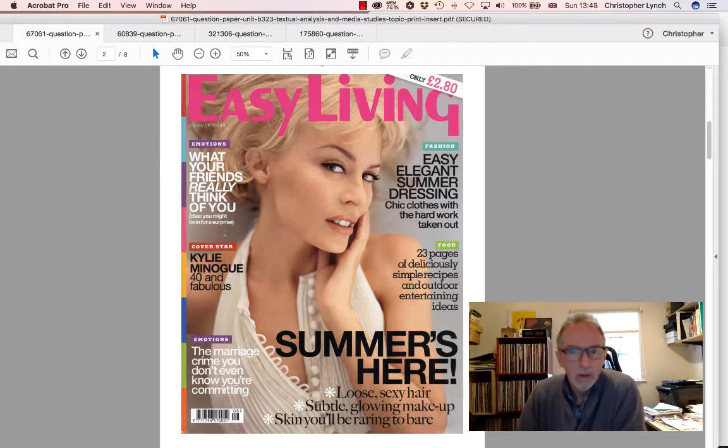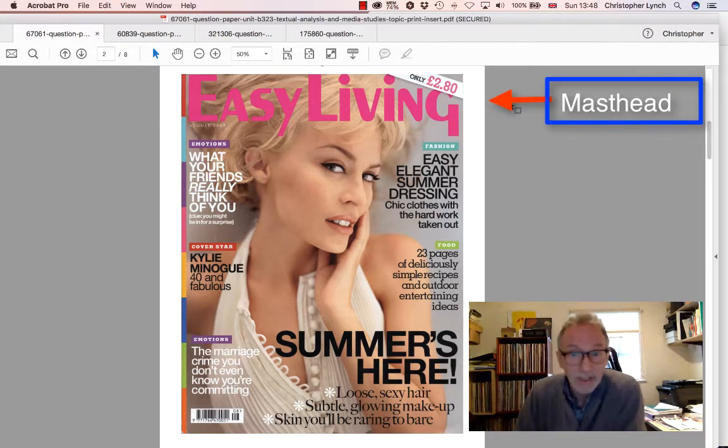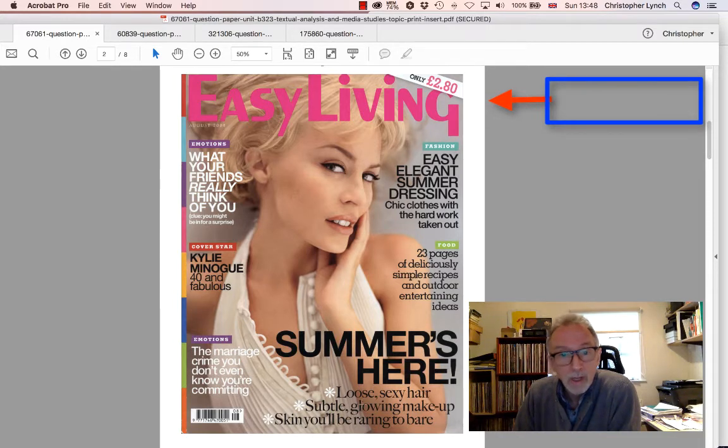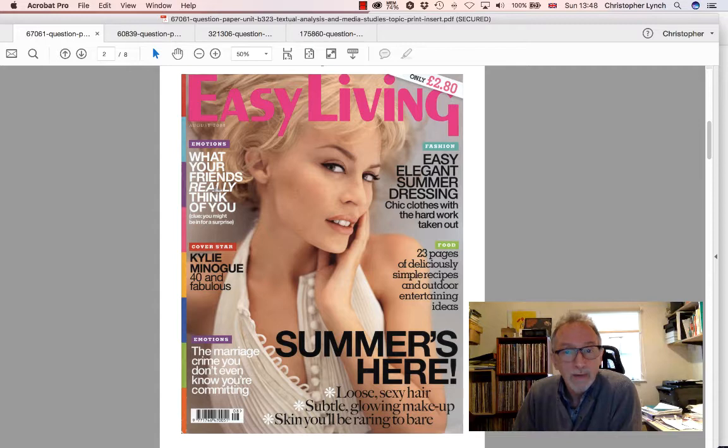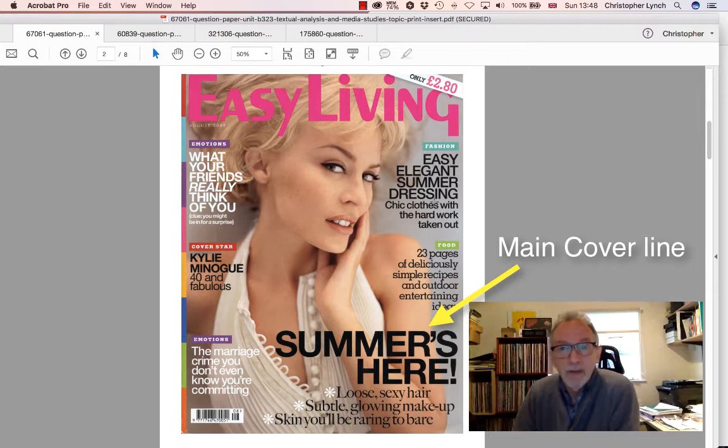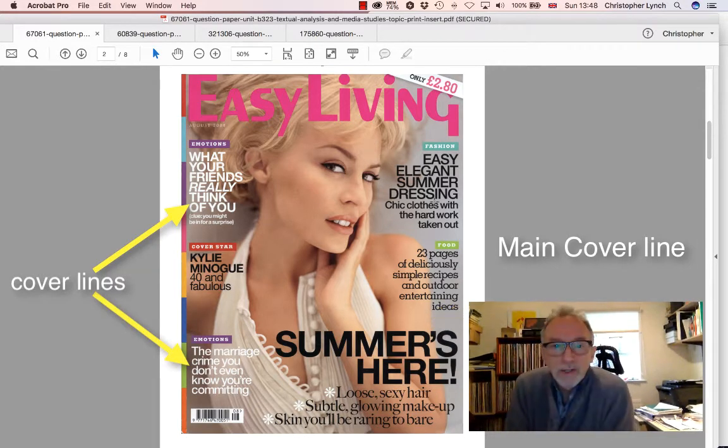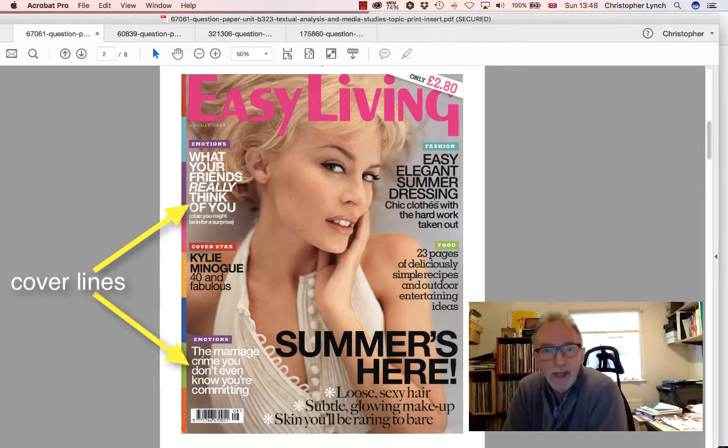So obviously we have a woman on the front cover, and she's blonde and white, and she's very slim. So that's what you'd notice about it. The other thing, you need to look at the words as well. This title here is called a masthead. You should learn that. Masthead, a masthead. And these words here, they have a special term in the media industry. They're called cover lines. And this is the main cover line called Summer's Here, but we have these other different cover lines that tell you the kinds of things that this magazine is interested in. So you're having a look at that.